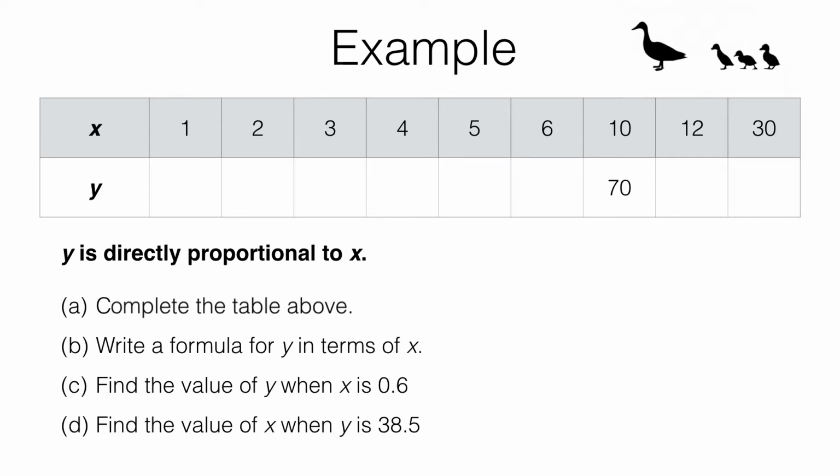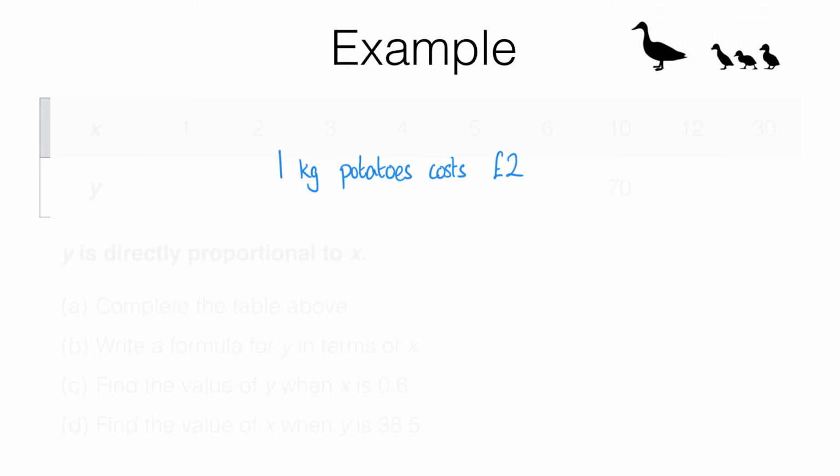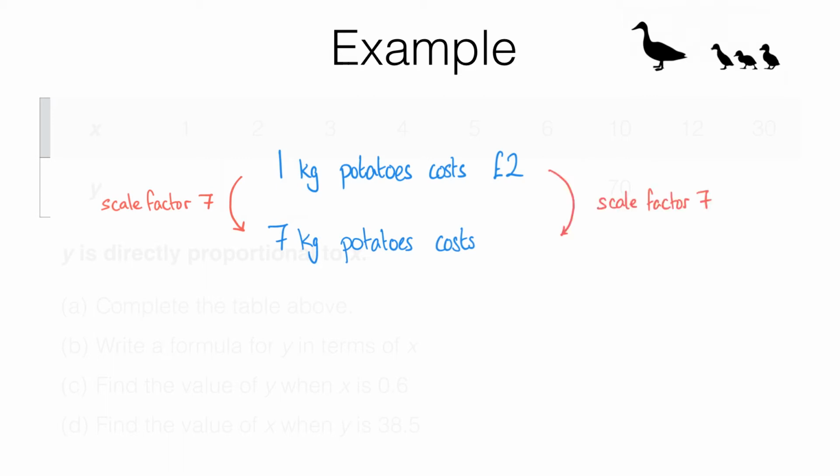For example, if 1 kilogram of potatoes costs £2, then 7 kilograms must cost 7 times £2, which is £14. We say here that the cost of potatoes is directly proportional to the number of kilograms you want to buy. Because if you multiply the number of kilograms you want by a scale factor, you need to multiply the cost by the same scale factor.